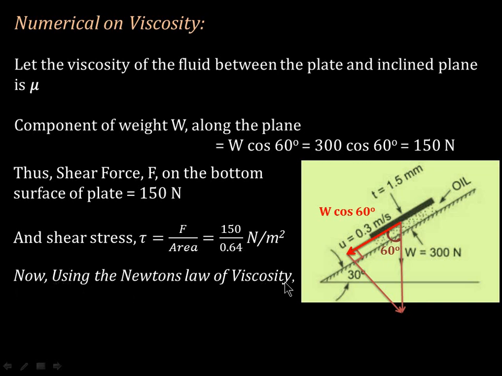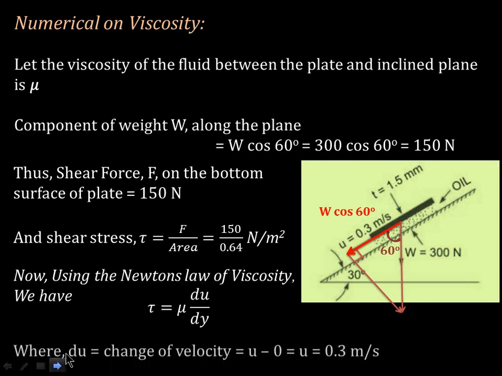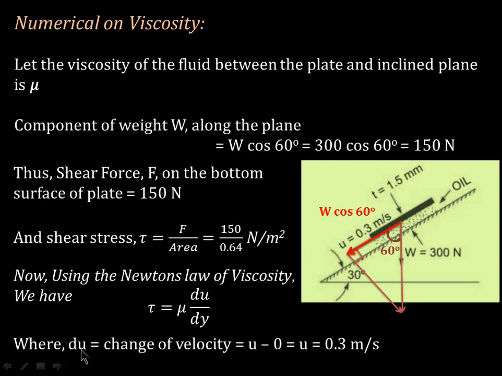Now by Newton's law of viscosity, we have the equation tau equal to mu into du by dy. We have to calculate the value of mu. We have the value of tau, but what about du and dy? du is the change of velocity. The inclined plane is not able to move, so its velocity is 0, but the square plate is able to move with a velocity of 0.3 meter per second. So u minus 0 equals u equals 0.3 meter per second.